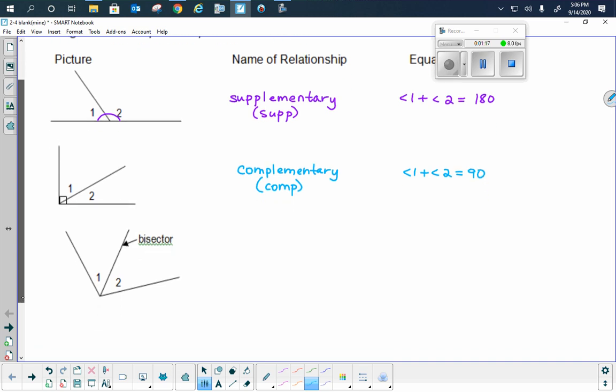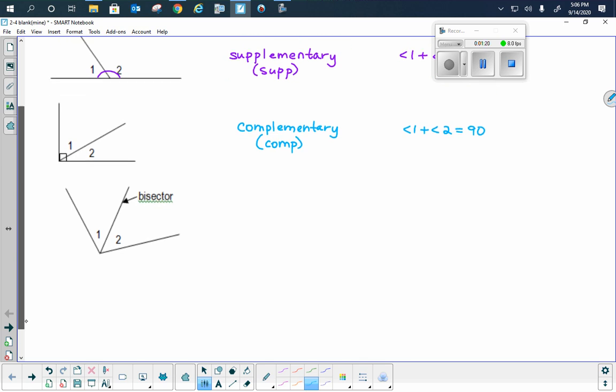So notice we're not solving these, right? We don't have any x's or anything to solve. We're just trying to get you through how do we set up the equation, okay? Because to be successful, you got to be able to set those up.